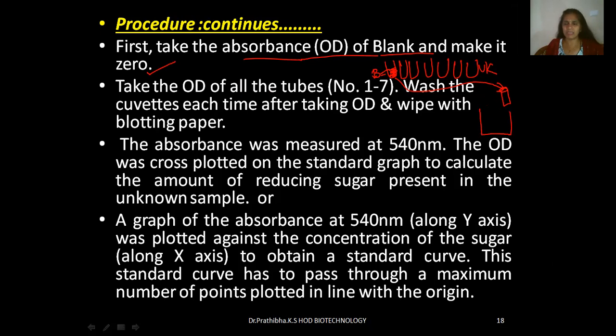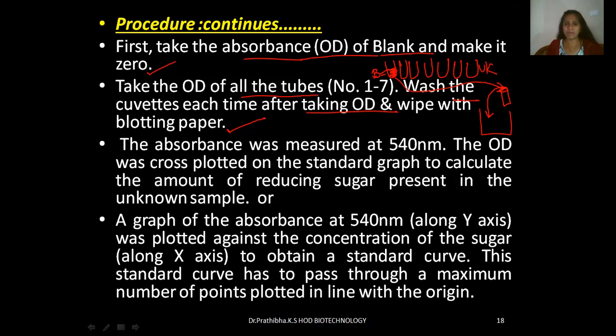Discard the sample into the empty beaker after adjusting the OD to 0, and just tap the cuvette on the blotting paper, inverting it. Then take the OD of all the other test tubes, that is test tube number 2 to test tube number 7. Wash the cuvettes each time after taking OD and wipe with the blotting paper. See that the upper surface of the cuvette is not wet and there is no fingerprint. You need to hold the upper region and place it in the colorimeter instrument.